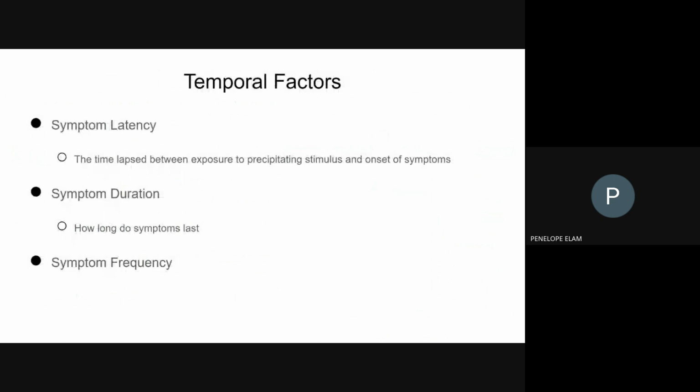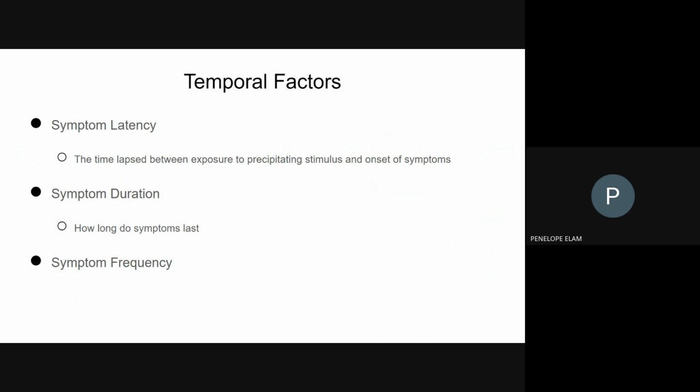Then we want to look at temporal factors. So symptom latency, the time from when they do whatever it is, the activity, to the time that they actually get the onset of symptoms. So I turn my head and I get dizzy immediately, or it takes about 5 to 10 seconds before the dizziness comes on. So how long does it take after doing the activity before you stimulate the symptoms?